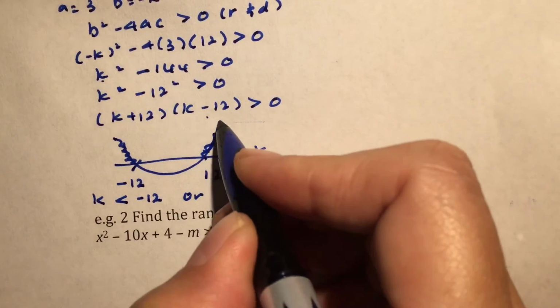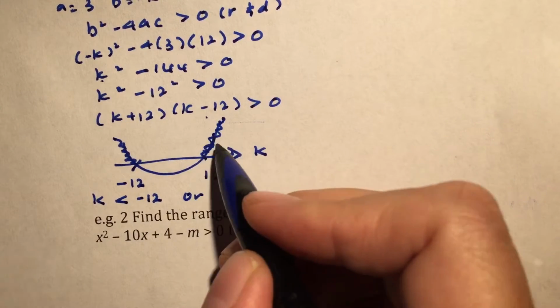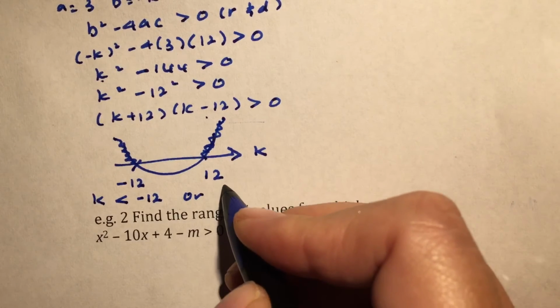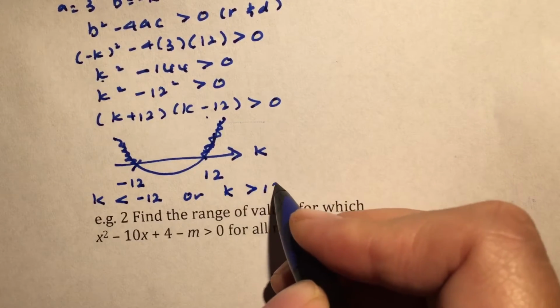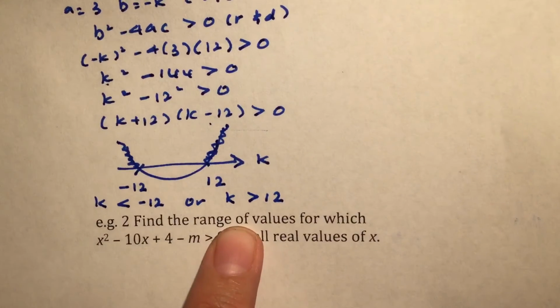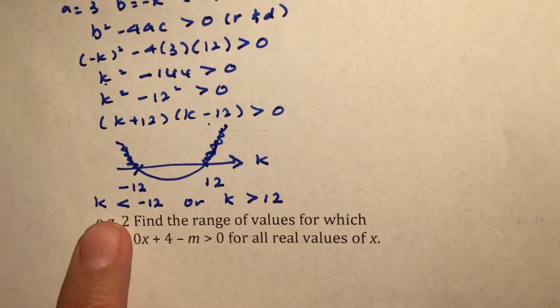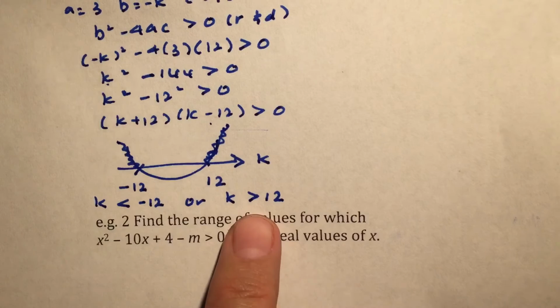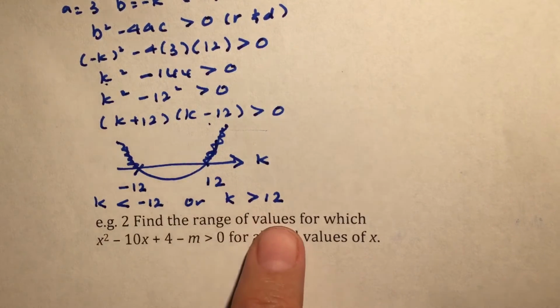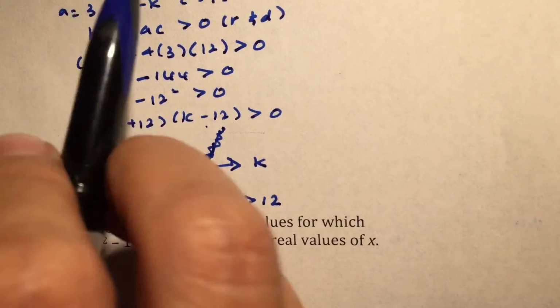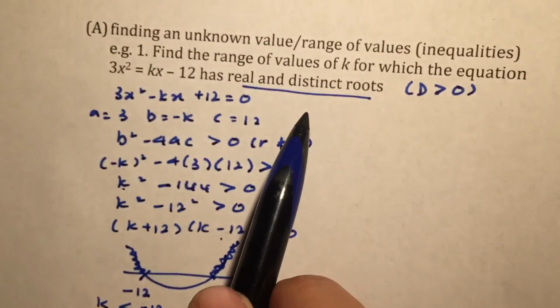Or it could actually be over this side here, to the right of 12. So it could be that my k value is greater than 12, and this will be my final solution. So this is the range of values. k can be either smaller than negative 12 or k can be greater than 12. And when I have these two cases for the k here, then I will be able to get real and distinct roots.